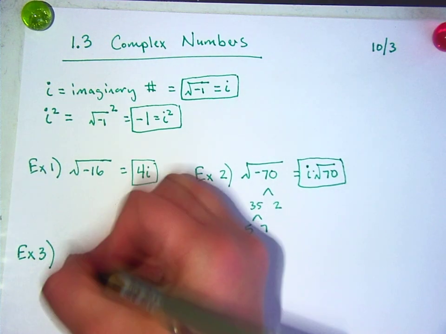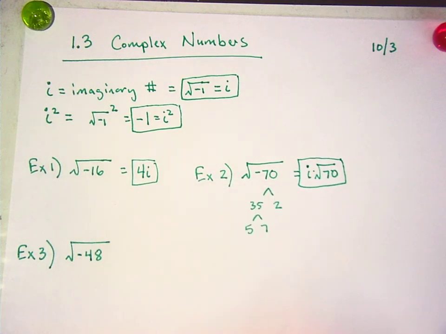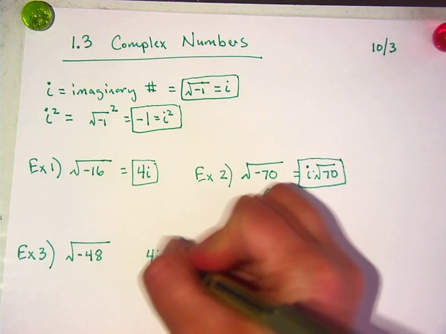All right, this one, try this one with your partner. This one will branch out and break down. Okay? All right, try it with your partner, please. If you do it right, you should get 4i times the square root of 3.